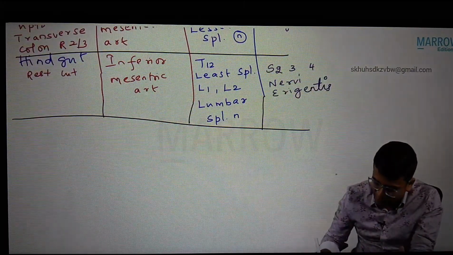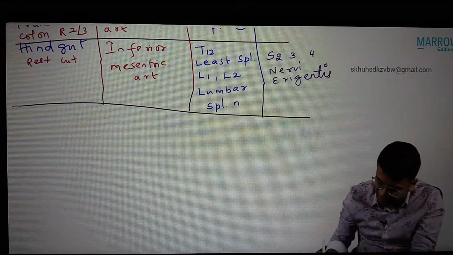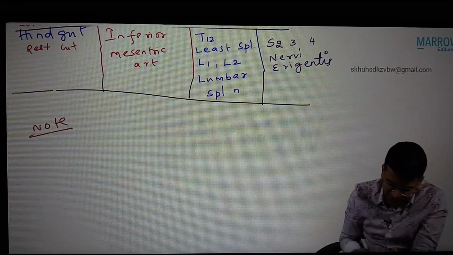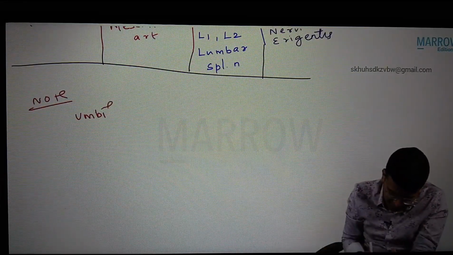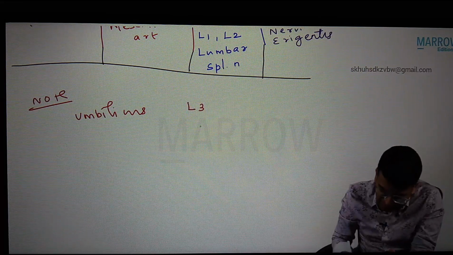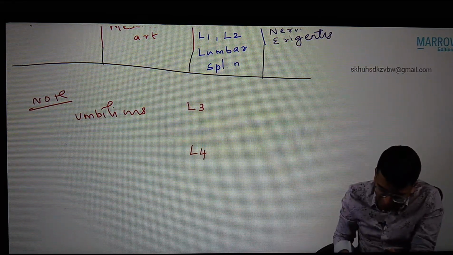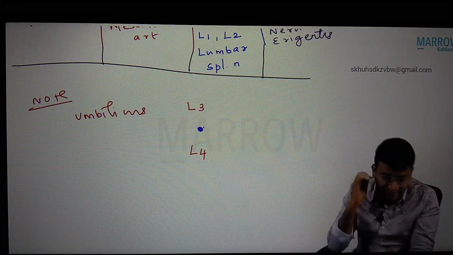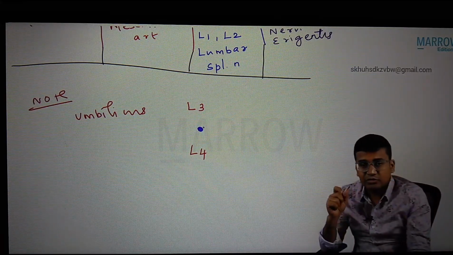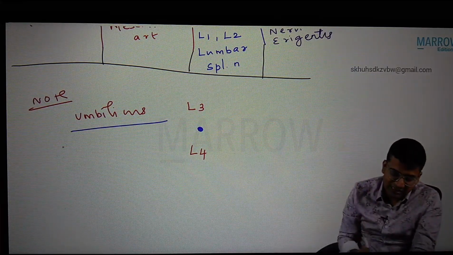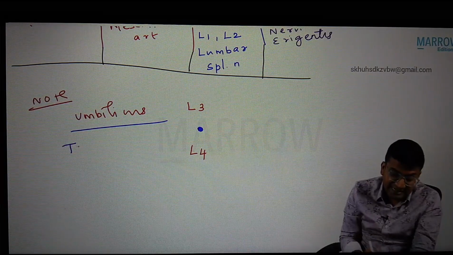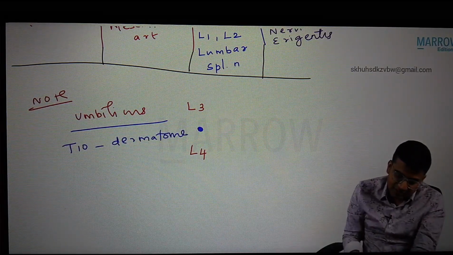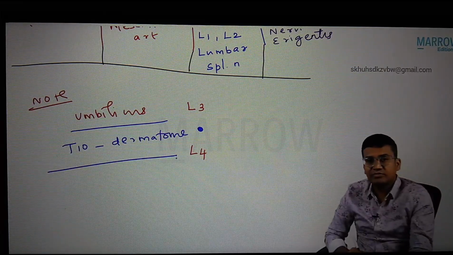Now, we have one surface landmark, the umbilicus. Please write. The umbilicus is located between L3 and L4. But what is the dermatome for the umbilicus? The umbilicus is supplied by T10. That is the dermatome for the umbilicus.